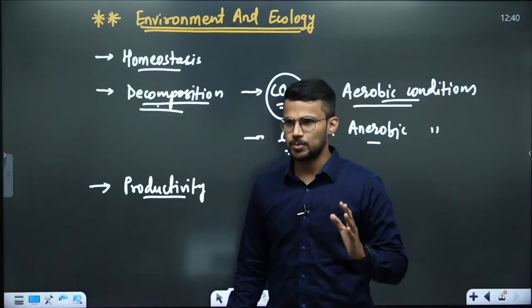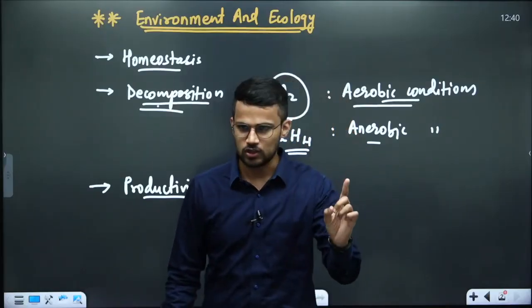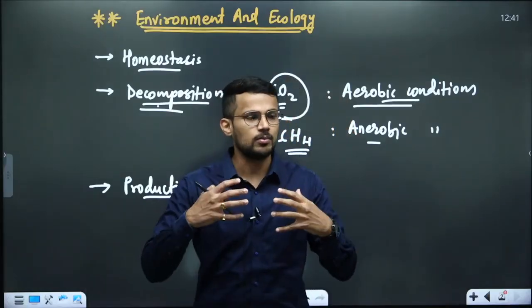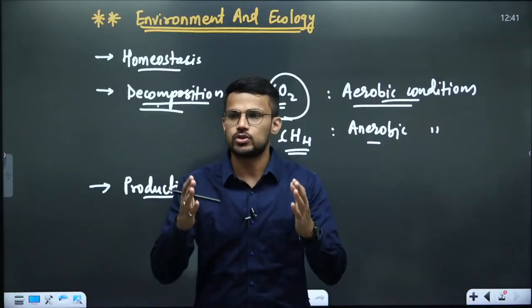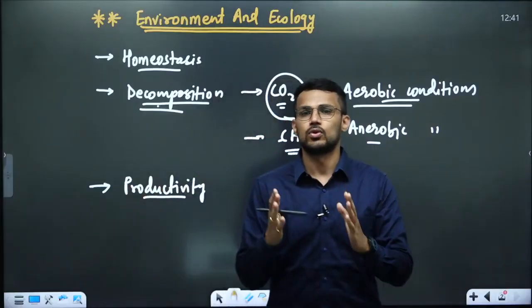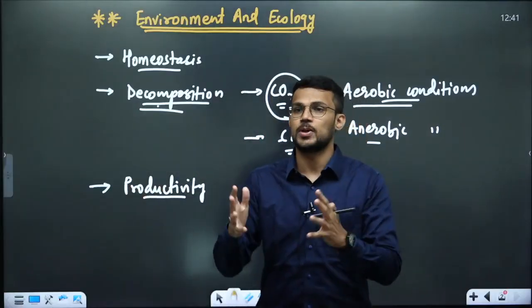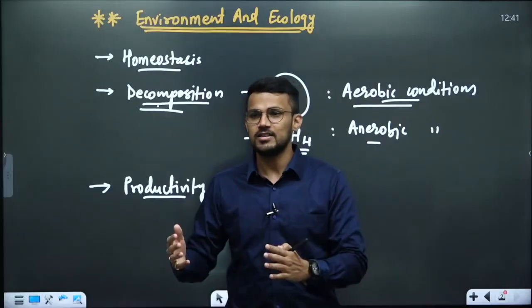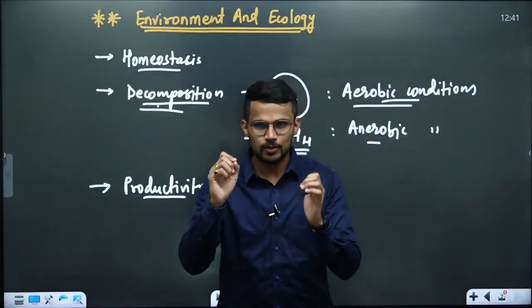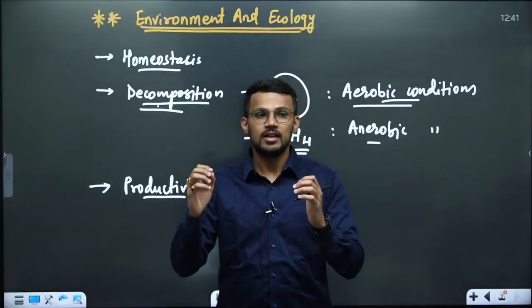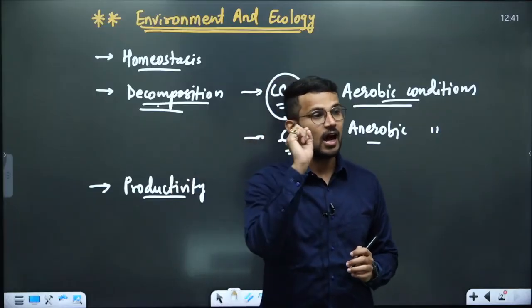There are two types of primary productivity, gross and net. Gross matlab total biomass produced during the activity of photosynthesis, right? That is gross primary productivity. And net is, what is net? Net primary productivity is GPP minus R, right?